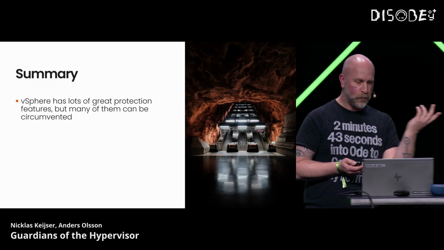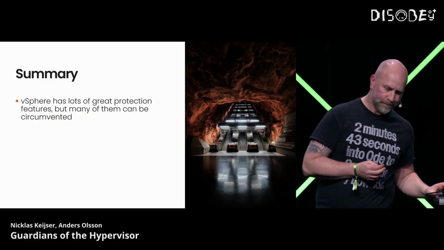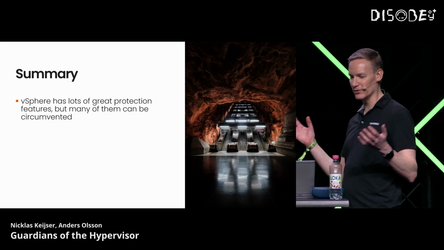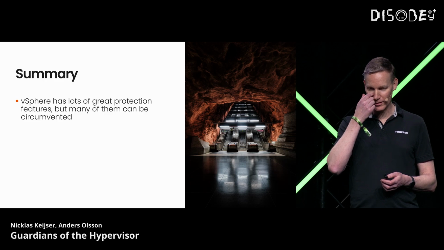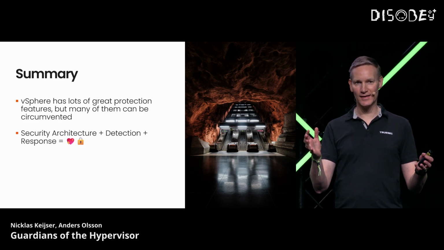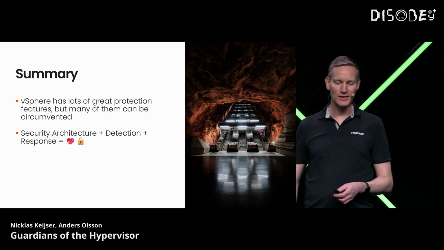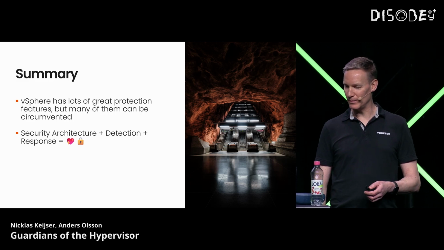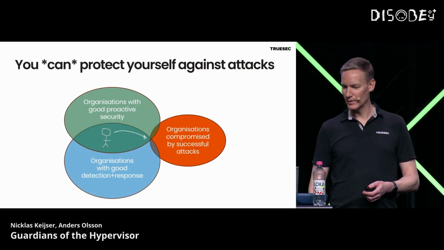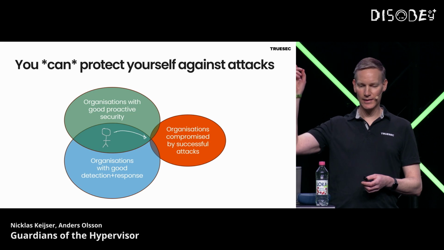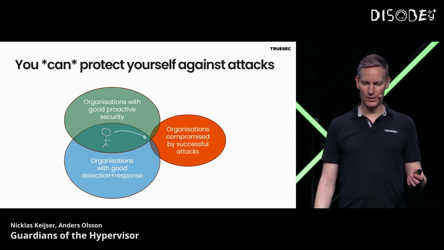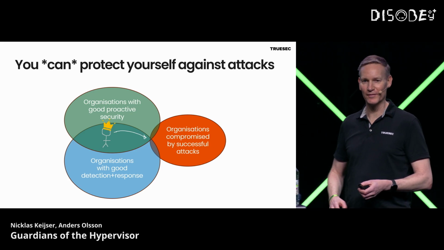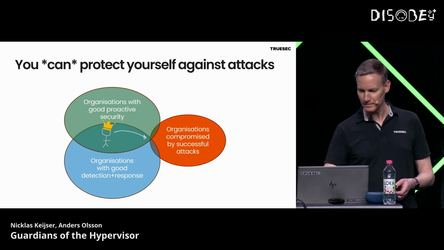So, how do we summarize this, Anders? Well, as we've shown, there are lots of good protection mechanisms, but many of them can be circumvented in one way or another. So we have to combine, again, architecture, hardening, plus detection and response. Then we can be more safe. So, again, you want to be this little guy in the middle here with both the good proactive security and the good detection and response. Then you'll be the king or queen of your environment, and everybody will love you.